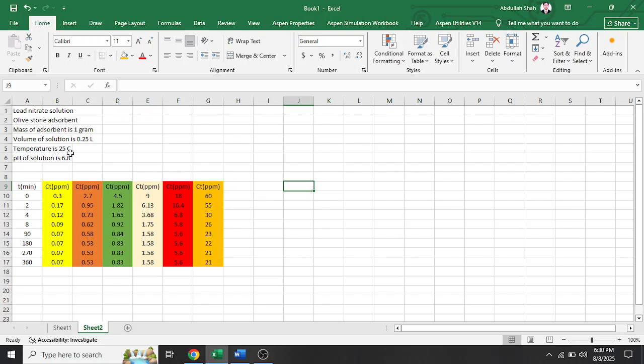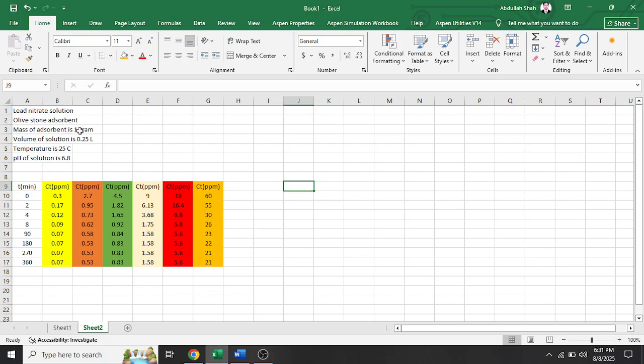The temperature for all isotherms will be 25 degrees centigrade, which means the adsorption will take place at 25 degrees centigrade. The pH of all solutions will be 6.8, and this pH will be obtained by using a dilute solution of nitric acid or HCl. So we will make our solution slightly acidic with the help of acid.